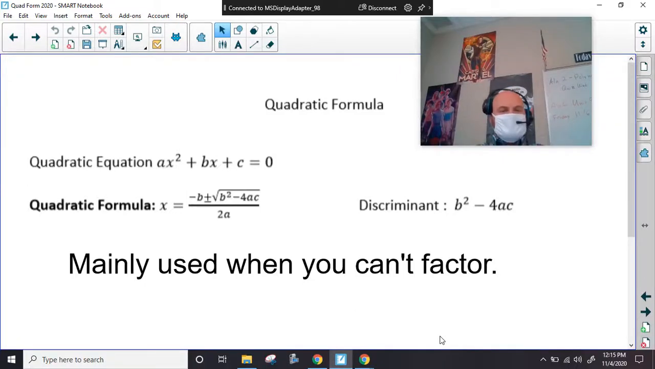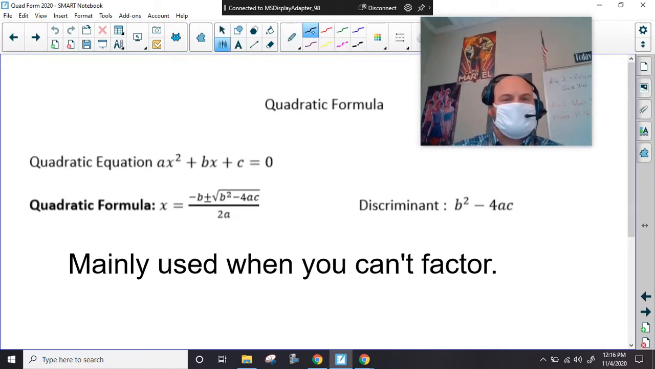All right, so today we're doing our last thing of how to solve quadratics, and we're going to use the quadratic formula. Okay. Remember, this is our equation. We always will have ax squared plus bx plus c equals 0.